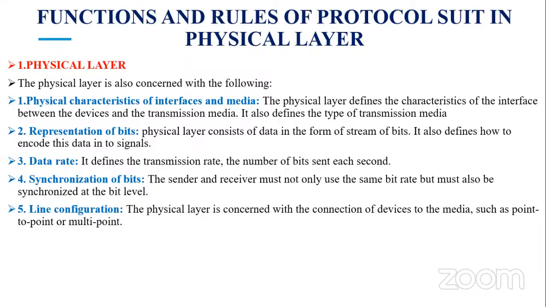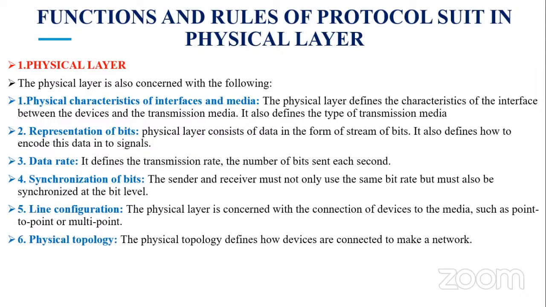If it is multi-point, then more devices will be there, only a single path will be there. In that case, the physical layer will act very seriously and very dedicatedly. It will send the data exactly to the correct destination. Even though there is a single link and multiple devices, it will take care of which data has to go to whom. That is called line configuration.